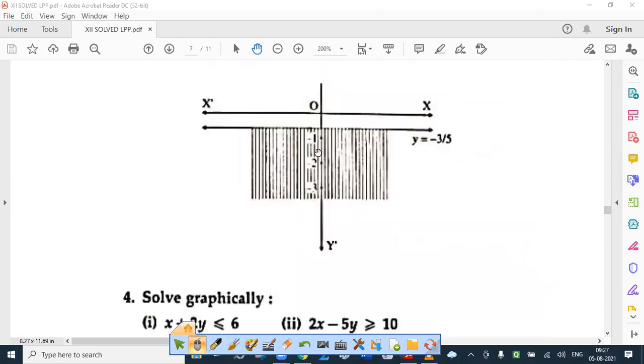I repeat, in exam, you are supposed to draw the graph directly. No explanation is required, in the sense you are not supposed to write the explanation part. That's it.